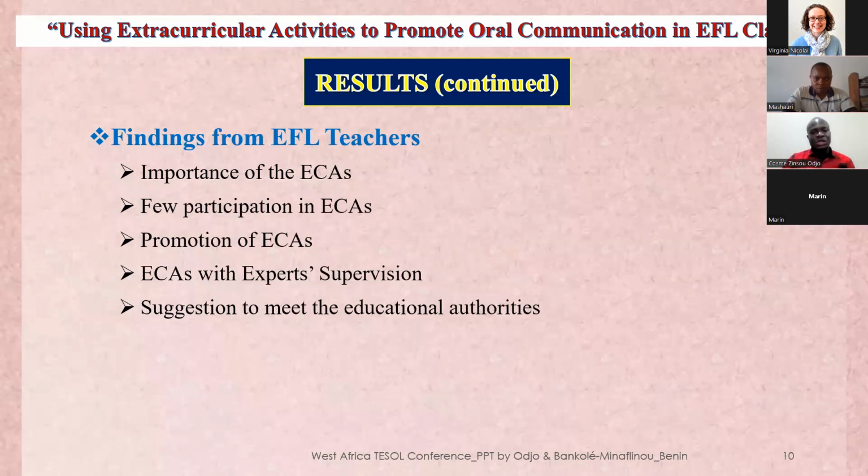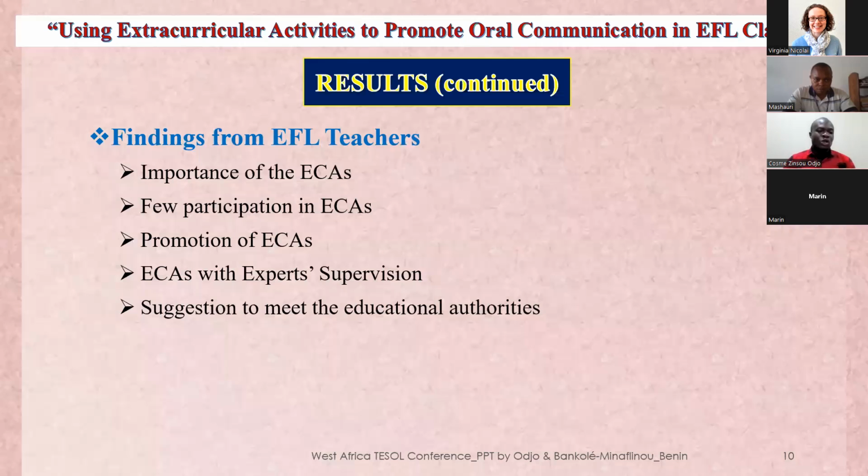Coming back to the teachers, as the students recognize, they also notice and reveal the importance of extracurricular activities, but few of them participate in those activities because of the overload, the class preparation, and other official activities they have regarding the teaching and learning process.